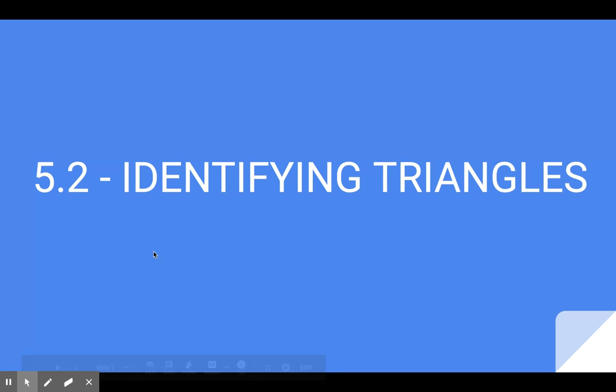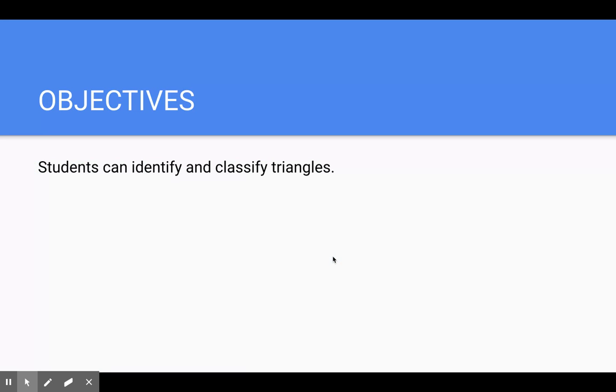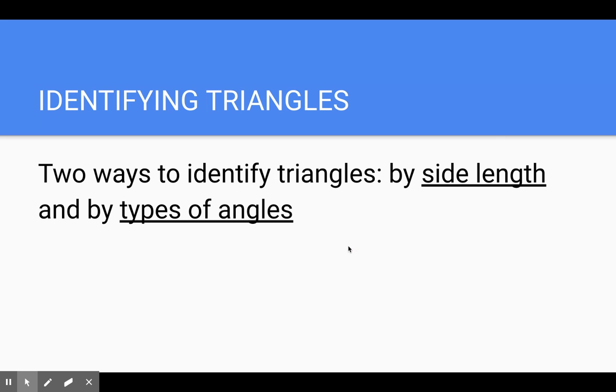We are moving on with lesson 5.2, identifying triangles. Our objectives are to identify and classify triangles. Some of this you may have already learned in a previous school year, but we're going to go through it. There are two ways to identify triangles: by their side length and by their types of angles.